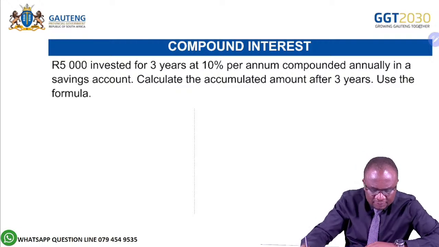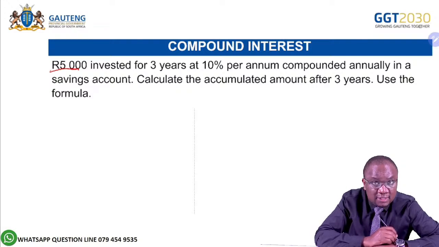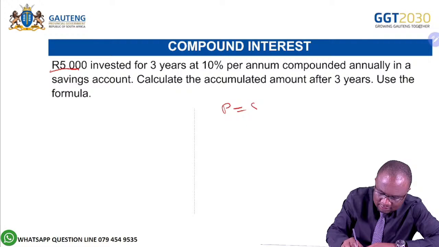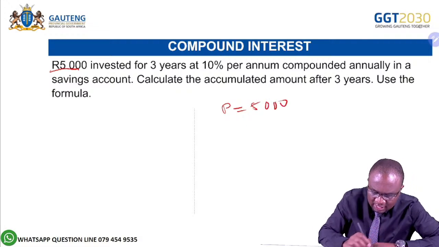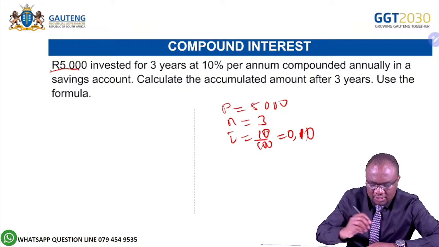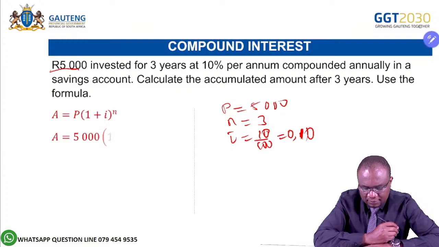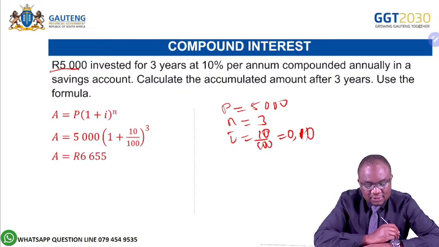So here our 5,000 is invested. That is, what is this? P, that's P. P is equal to 5,000. And then N is equal to 3. Then I is equal to 10%, which is 0.1, or 0.10, it's fine. And then use the formula. So we substitute into the formula, and then what do we get? We get 6,655. Do you see that we're getting the same thing?